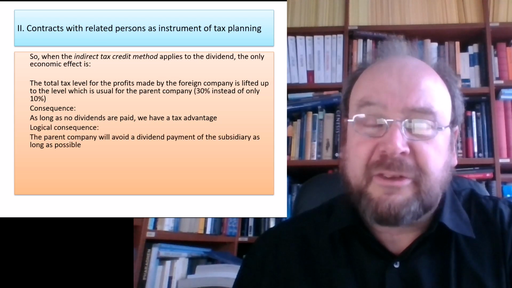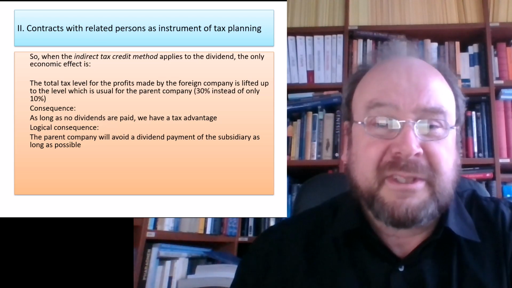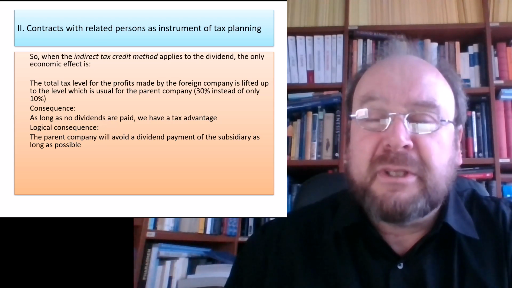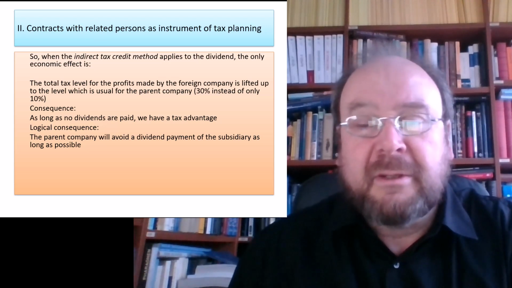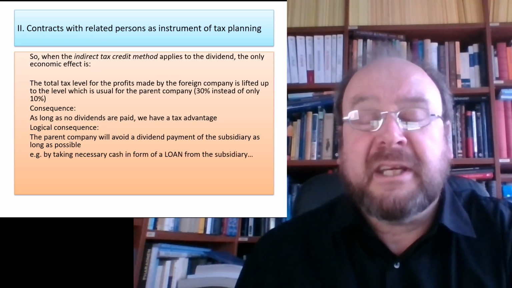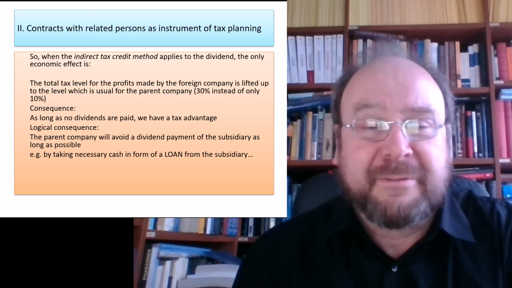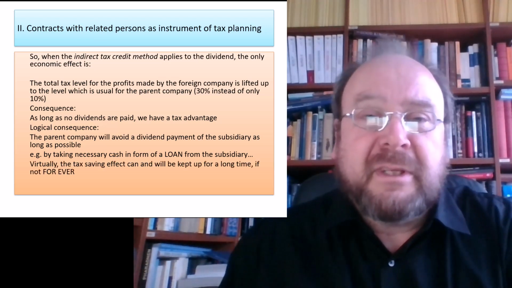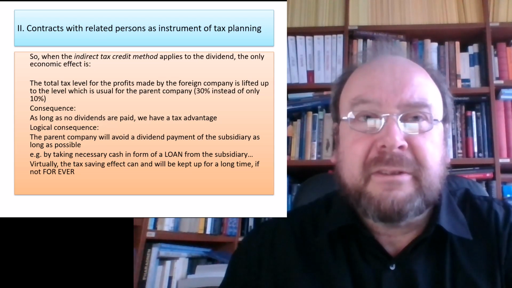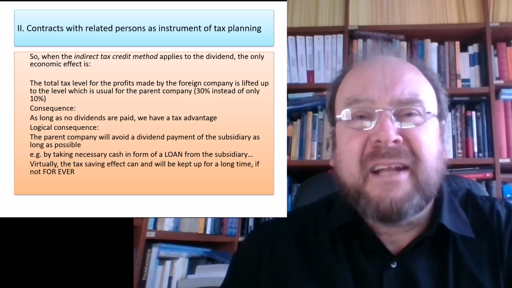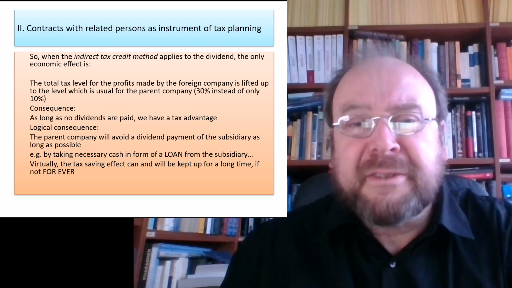And by the way, the logical consequence of that delay of the later part of the total tax burden is that the parent company will in practice delay dividends from the subsidiary to the parent as long as possible. For example, if they need cash, they rather ask the subsidiary for a credit and then pay interest for it even. So you can suppose that in these constellations where you have the indirect tax credit method, you cannot keep up in theory the lower tax rate level of the subsidiary for eternity.